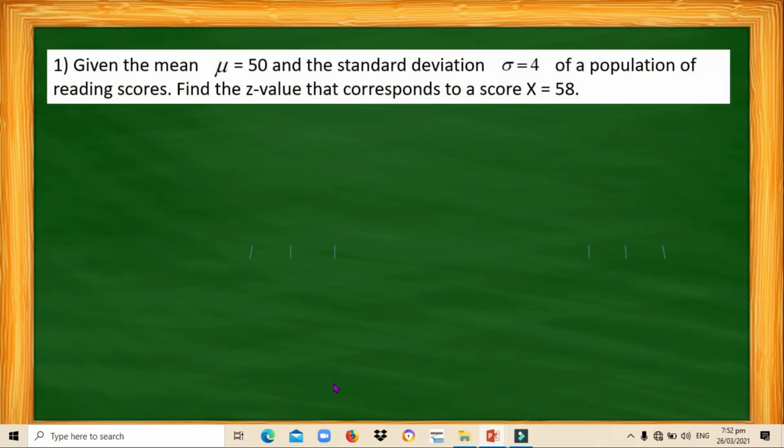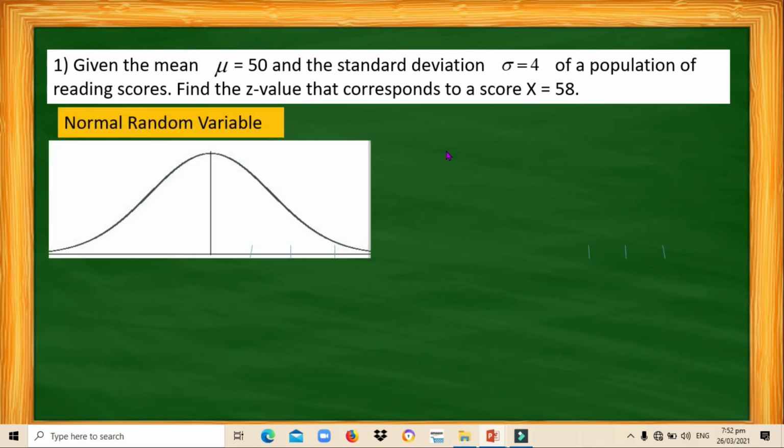Okay, we have example number 2. Given the mean mu equals 50 and the standard deviation sigma is 4 of a population of reading scores, find the z value that corresponds to the score x equals 58. So we locate this given using the normal curve.